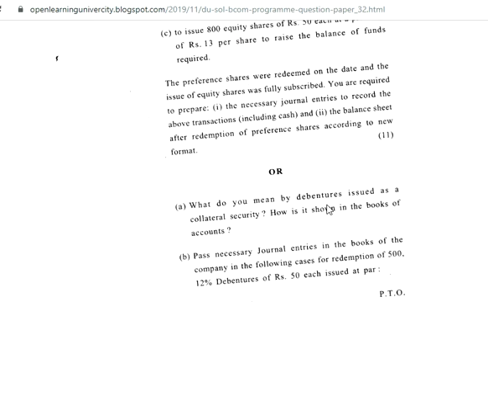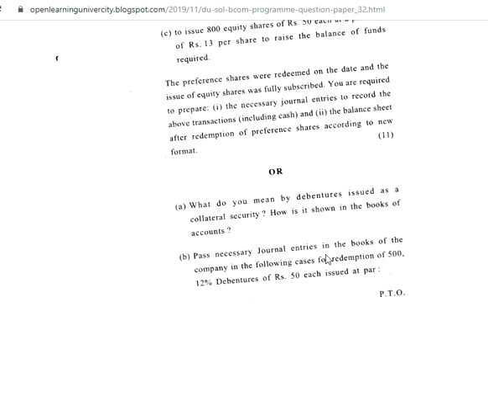Part A, what is part A? Part A is: what do you mean by the debentures issued as a collateral security? How is it shown in the books of accounts? So you have to explain it. This question contains 5 marks, so you have to explain like 3 pages, minimum 3 pages.